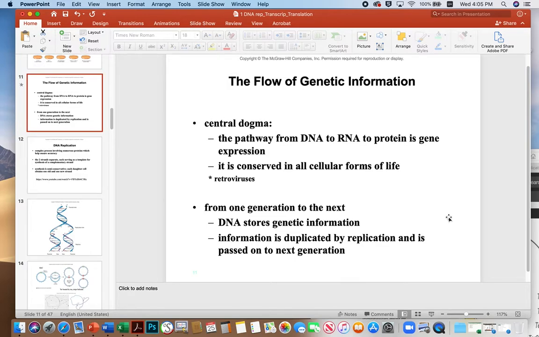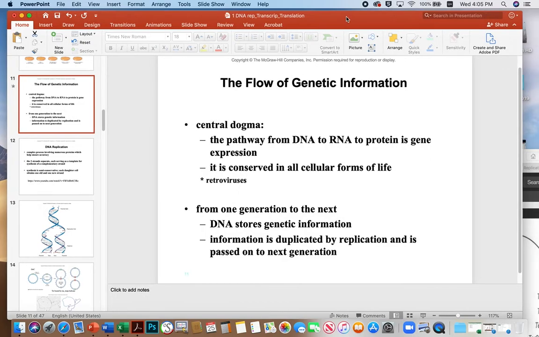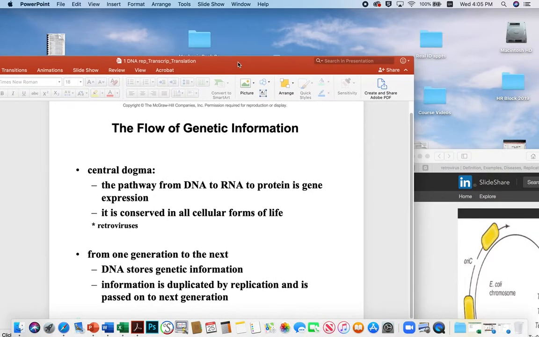The concepts on this particular slide start with the central dogma, the pathway from DNA to RNA to protein. And it's pretty much conserved in all cellular life forms, but we know that retroviruses do not follow the central dogma, which is interesting because I always think about that. If the initial studies on the central dogma weren't done on DNA-based E. coli phage, and instead were done on retroviruses, we would probably have been set back a little bit in terms of our understanding of the central dogma.